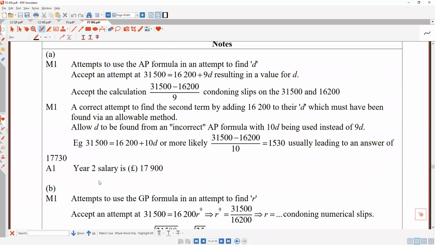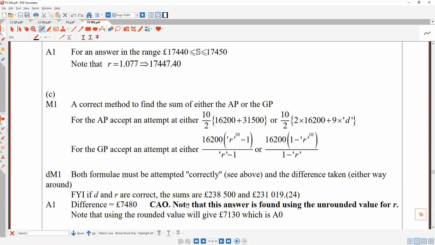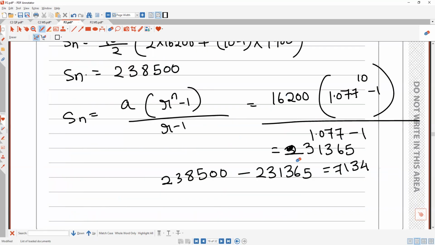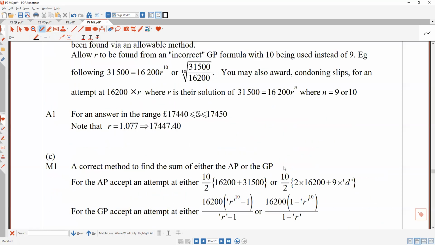Last answer, tell me. C, Patna. D and R are correct. 7480 difference. Note this answer is found using an unrounded value, the unrounded value of R. So note using the rounded value will give 7130, which is A0. You will not get the accuracy mark if we write this answer 7134, because using the rounded up value 1.08 will not work. You have to use the unrounded value.